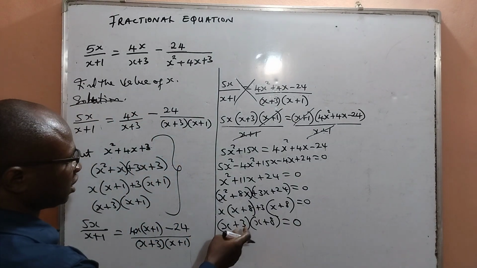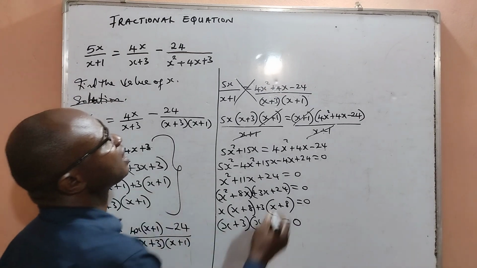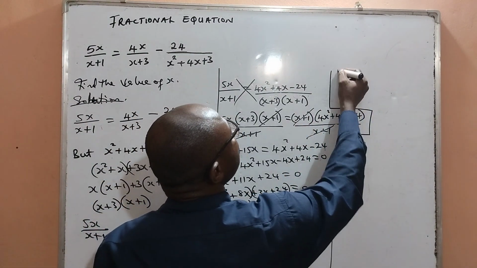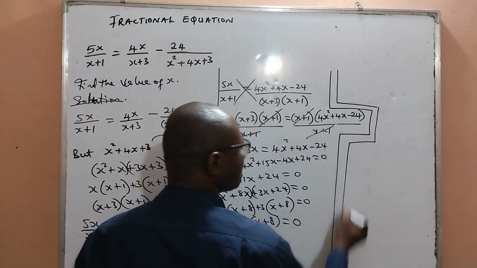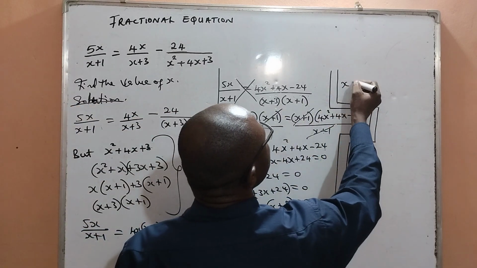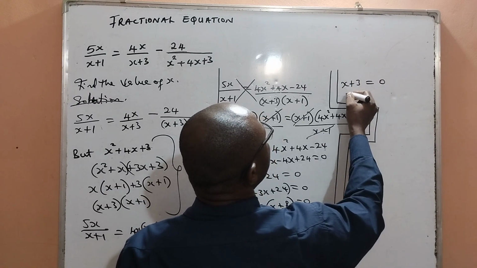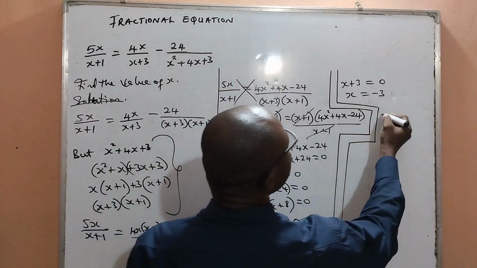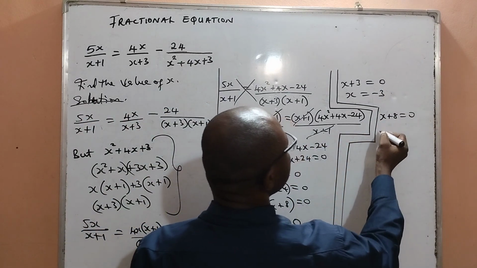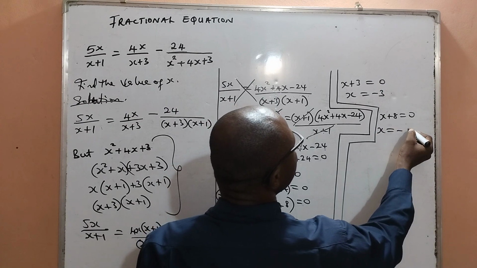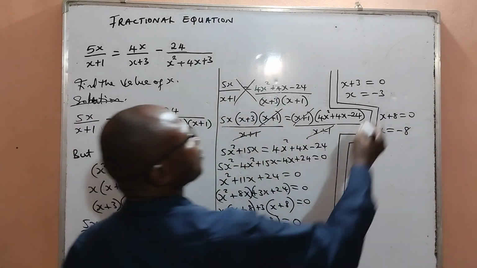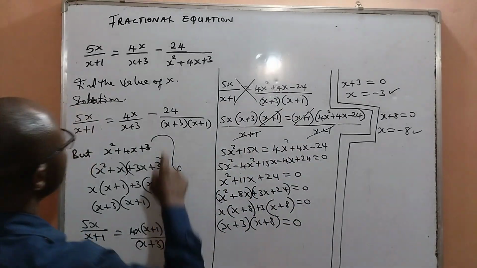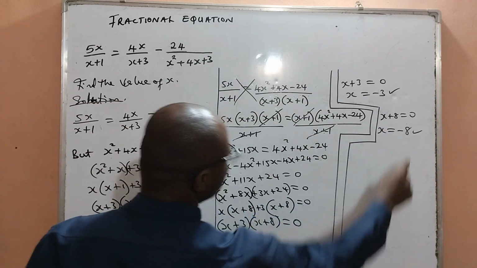This means that each of the brackets is equal to 0. Therefore, on moving forward, you can now agree with me that it is going to be this way. The first bracket will be x plus 3 equal to 0, implies that x is equal to minus 3. From the second bracket, x plus 8 is equal to 0, implying that x is equal to minus 8. Now, we have gotten these two values, but from the given question, let us evaluate the answers we have gotten.